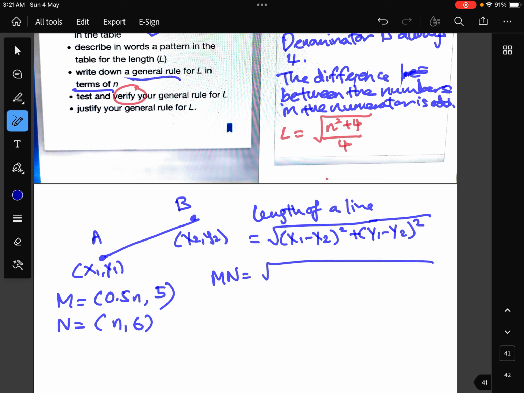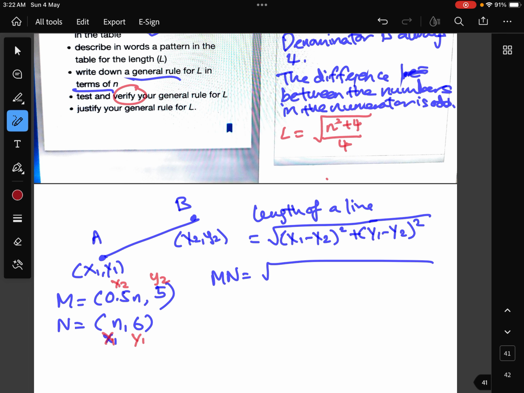Okay, so you can call this x1, you can call this x2, for m, for n, it doesn't really matter, okay? But just to make my calculations easier, I'm going to call this x1. Wait, let me choose a different color. I'll use this as x1, this will be y1, this will be x2, this will be y2. You could put x1 to be 0.5n first, that is fine, okay?